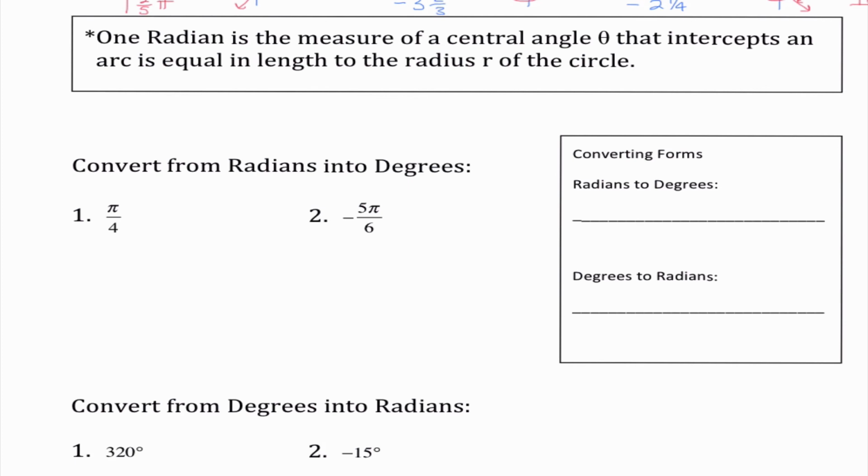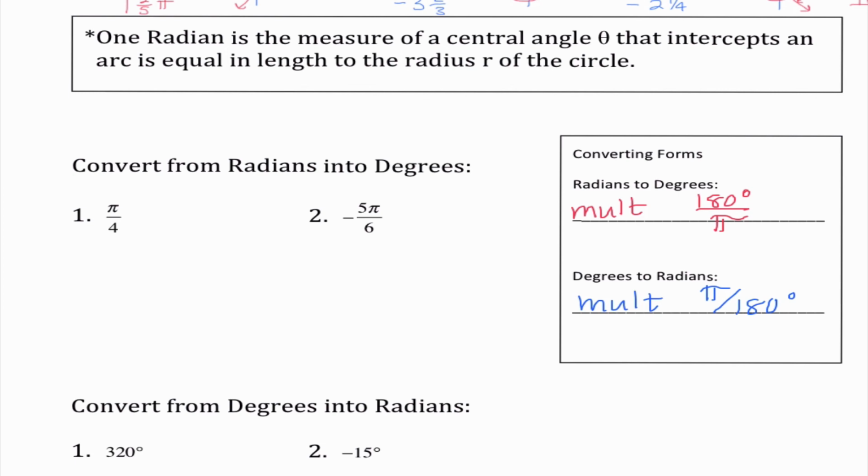Now, the final thing we're going to talk about here is converting forms. You may recall from Algebra 2 that to convert something from radians into degrees, we can multiply by 180 degrees over pi. And just to remind us why this works, it's because 180 degrees is a semicircle and pi is also a semicircle, so it's really like we're multiplying by 1. If I'm trying to turn something from degrees into radians, we would multiply by pi over 180 degrees.